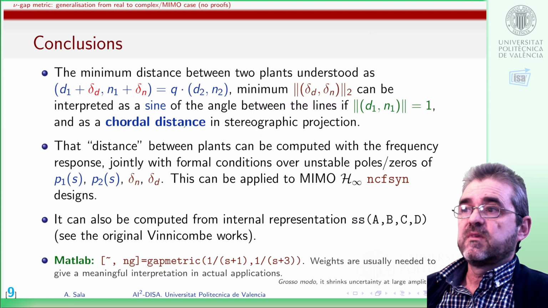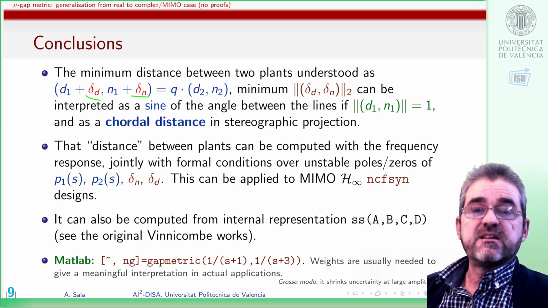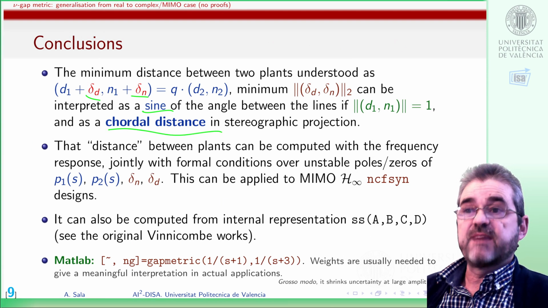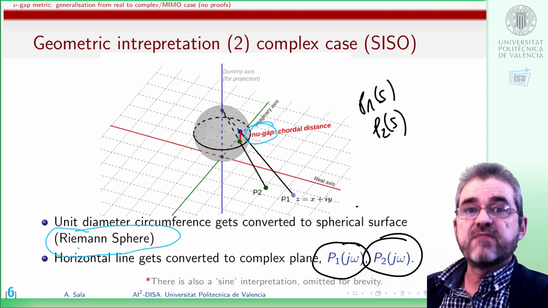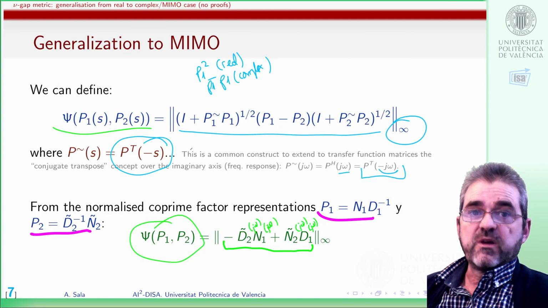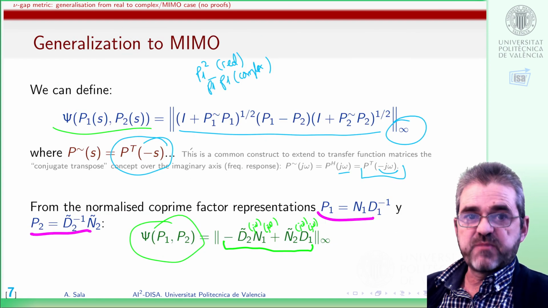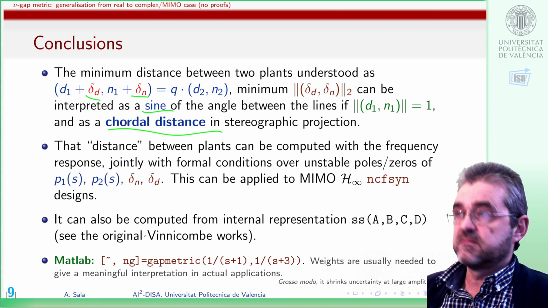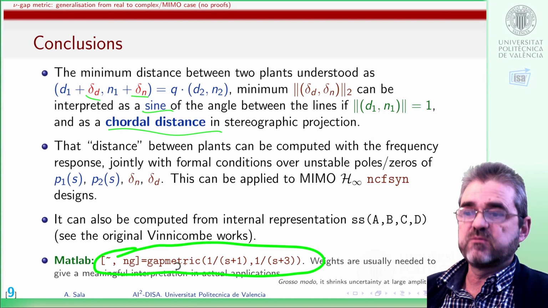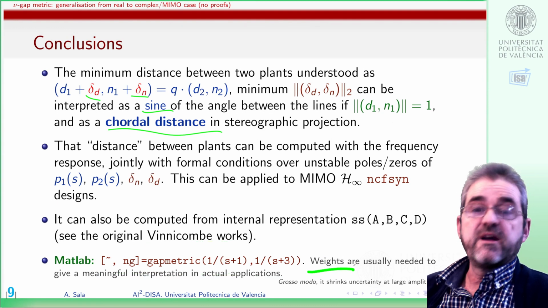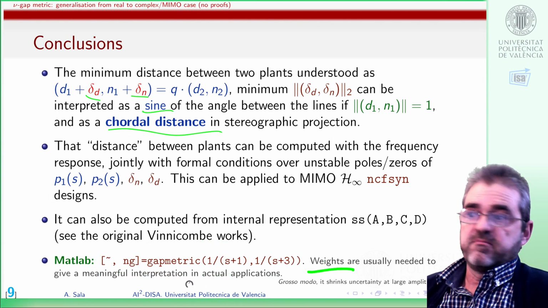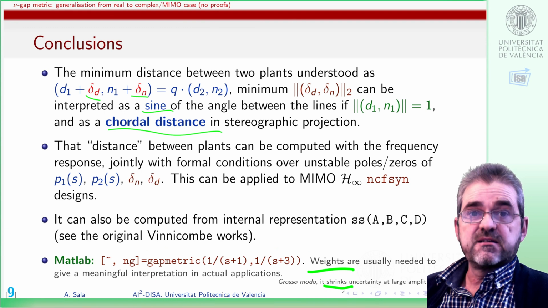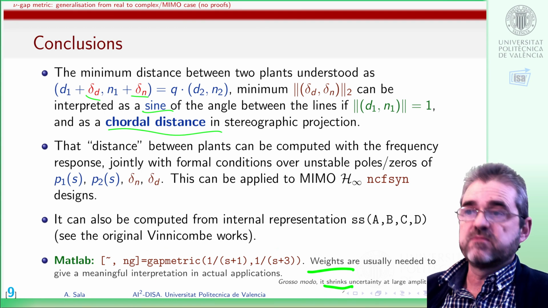And here, let's conclude. In the real case, the nu gap can be interpreted as a sine or as a chordal distance in stereographic projection. The same interpretation can be extended to the complex plane and the 3D stereographic projection, and with suitable graph topologies and Hilbert spaces stuff, it can be extended to these formulas. MATLAB computes the nu gap with this command, the second output, but as usual, weights are needed in many cases to give a meaningful interpretation in applications, and grosso modo, the nu gap shrinks uncertainty at large amplitudes, which is good.